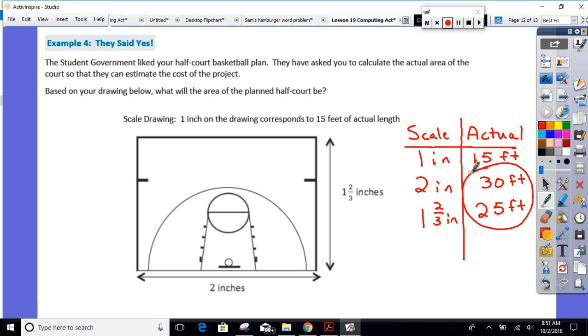So if we do that, what does it end up being? Tessa? 750 square feet.